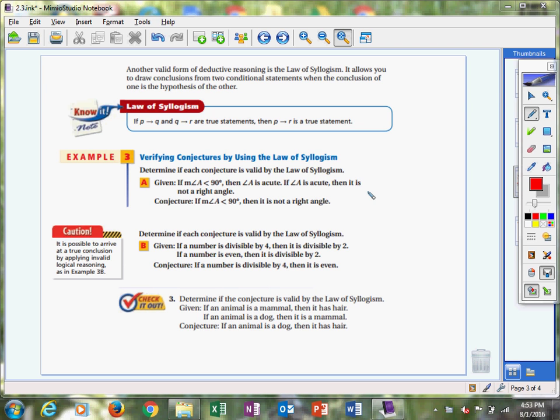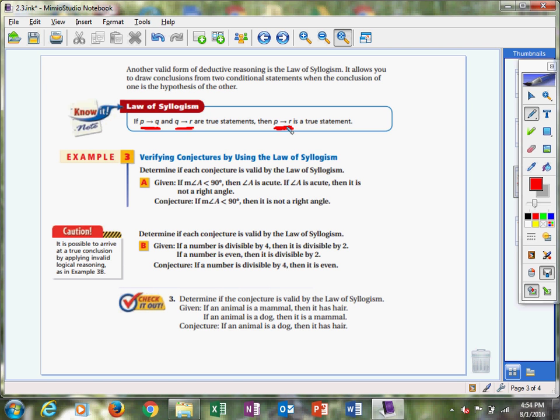Now, if you look at the Law of Syllogism, it says if you have a statement of P then Q, and then you have another statement Q then R, and they're both true, then P to R is also true, okay? So what we're doing is we're looking for the logic behind it. We're not necessarily validating that everything's true. What we're looking for is the sequence of logic. Are they applying really good logical reasoning here, okay?